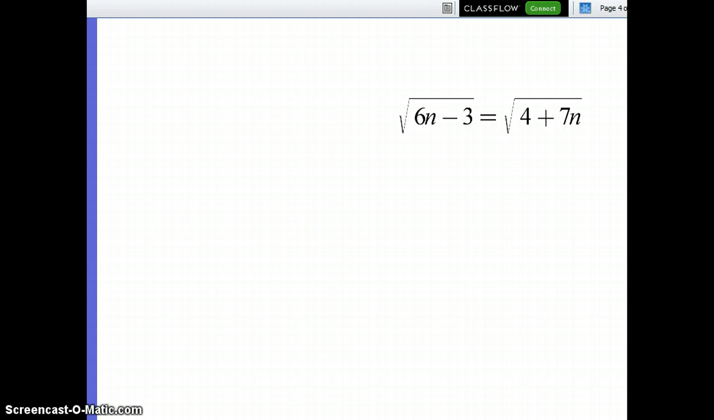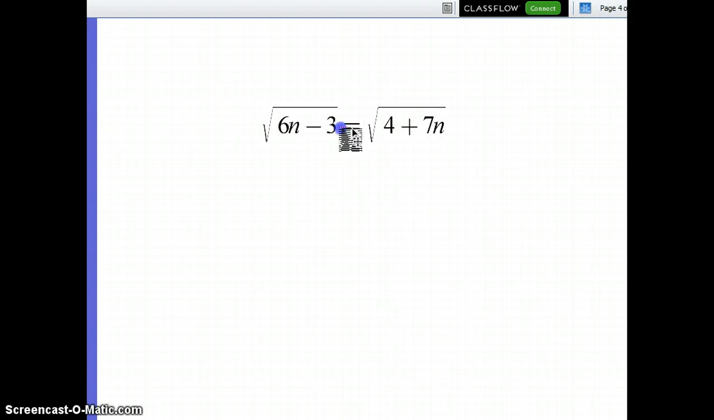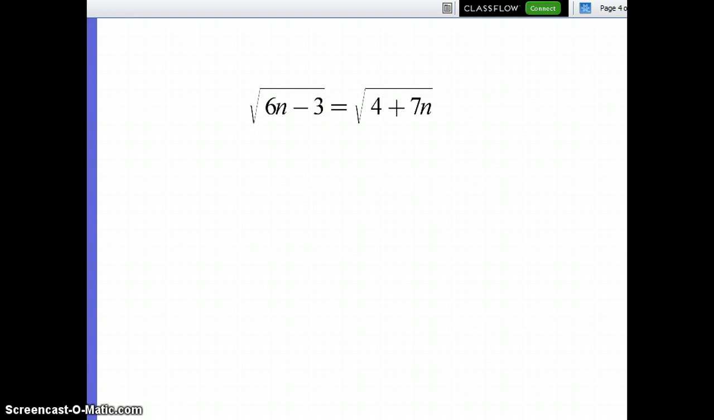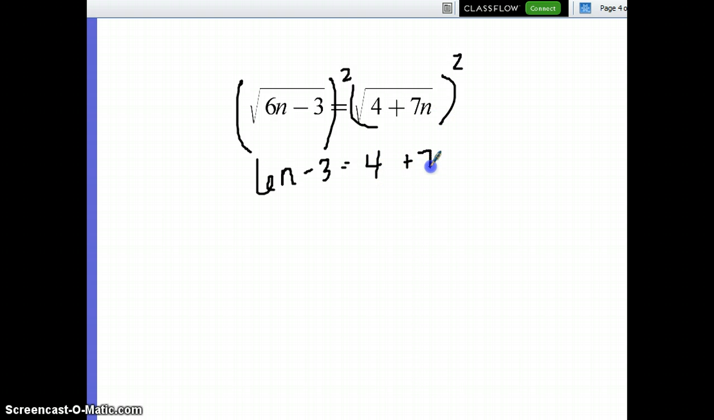All right, so I have one last example for you guys. I'm going to just move this over. Step one is to isolate the radical. We don't need to do that because there's nothing on the outside of either of these. So we are going to start just by squaring both sides because this is a square root. So I get 6n minus 3 equals 4 plus 7n. I'm going to subtract 4 from both sides. So I have, I'm sorry, 6n minus 7 equals 7n. And then if I subtract 6n from both sides, I have negative 7 equals n.